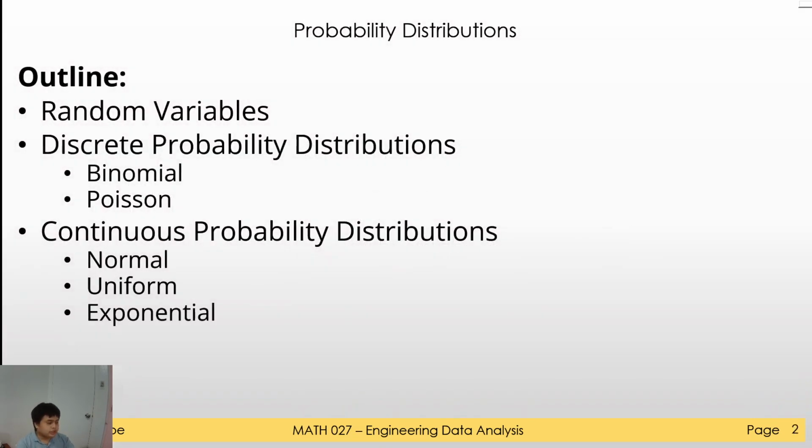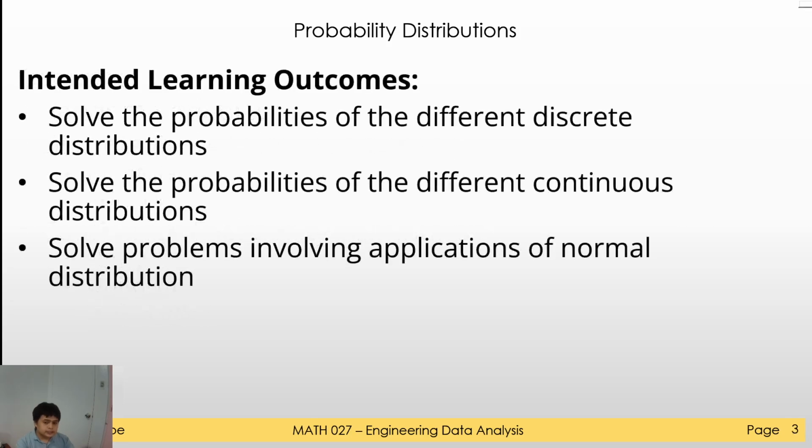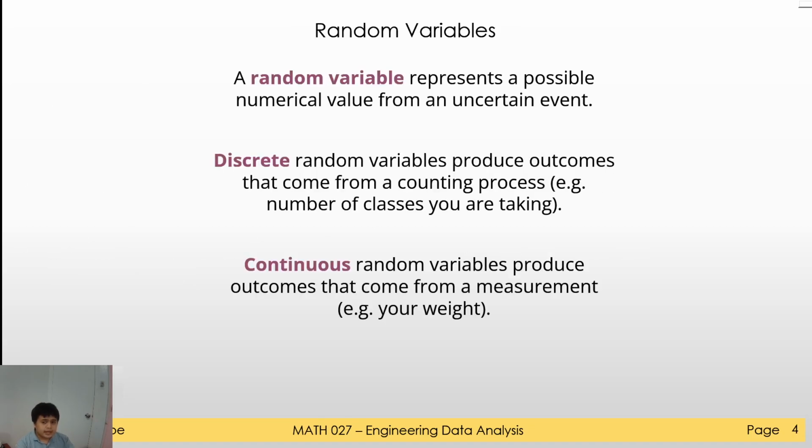So for the outline, I will only discuss the discrete probability distributions, so binomial and Poisson, and then the random variables. So for the next video, na lang yung continuous probability distributions. So the intended learning outcomes, we want to solve for the probabilities of discrete and continuous distributions in general. Okay. So let's discuss the random variable.